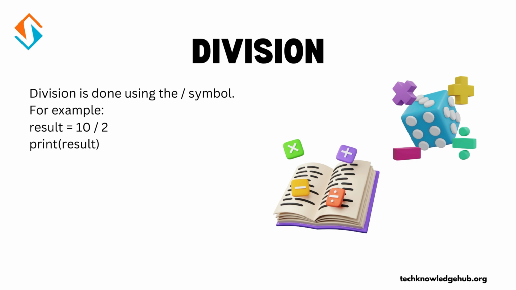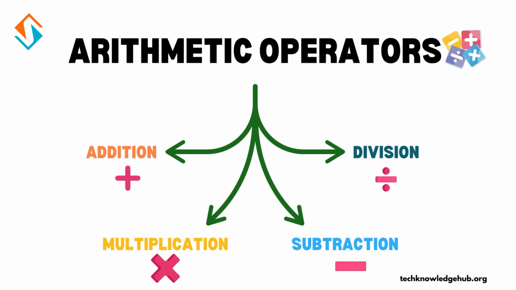Fourth is division. Division is done using the slash symbol. Here's an example. Result equal to 10 divided by 2 and then type print result. Notice that Python returns the result as a float, even though the division is exact. When dividing in Python, you'll always get a float, even if the result is a whole number. This is important when performing further calculations, so always be mindful of the data type returned. But these are the 4 basic arithmetic operations and you'll use them constantly in your programs.